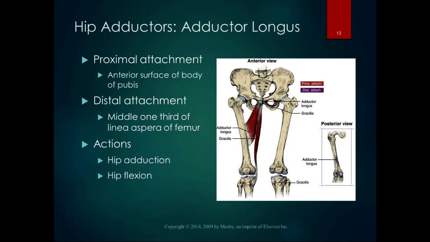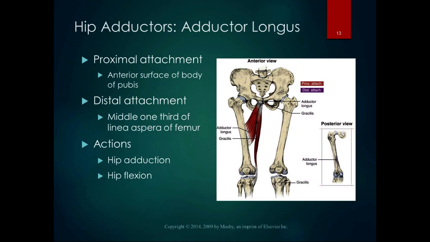The three other hip adductors are the adductor longus, brevis, and magnus, and the gracilis. So the longus, brevis, and magnus all sort of stack right up, and the gracilis is like the inside seam of your pants, if you want to think of it that way.